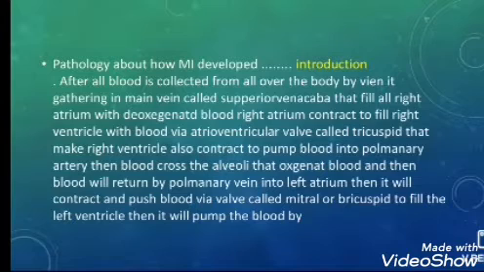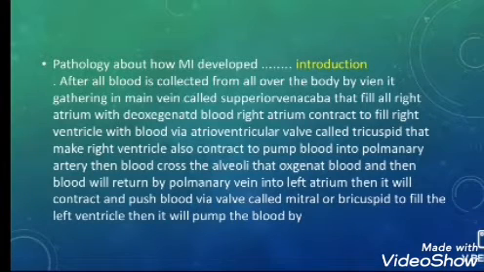After all blood is collected from all over the body by veins, it gathers in the main vein called the superior vena cava, which fills the right atrium with deoxygenated blood. The right atrium contracts to fill the right ventricle with blood via the atrioventricular valve called the tricuspid valve, which makes the right ventricle also contract to pump blood into the pulmonary artery. The blood then crosses the alveoli, which oxygenate it, and then returns by the pulmonary vein to the left atrium.